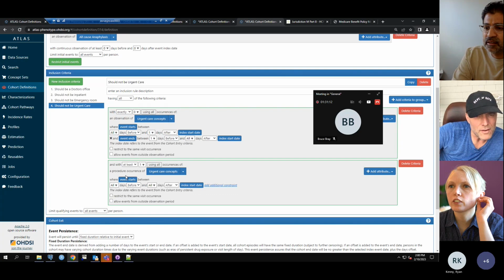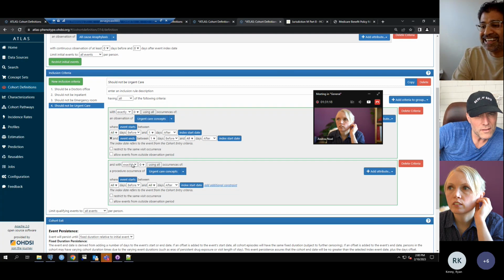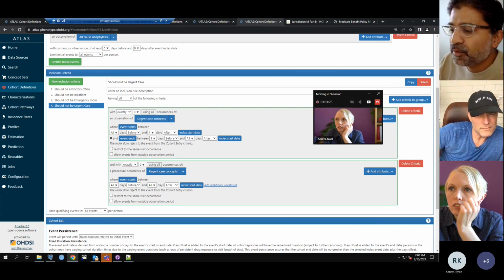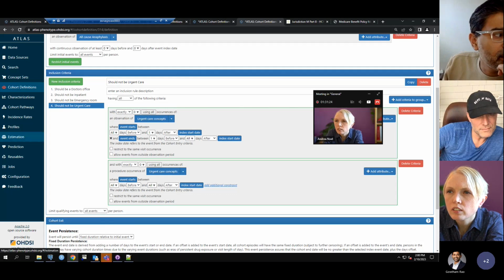Are you doing and logic? Yeah, so now I'm doing and logic, but I changed it to exactly 0 of this and exactly 0 of this. It's just more performant. Okay, so let me stop the execution on that other computer.